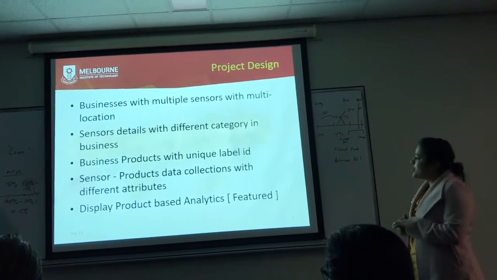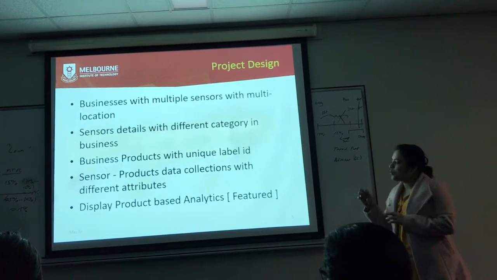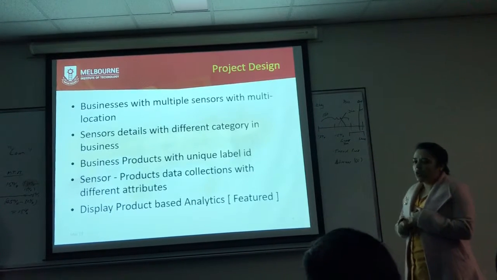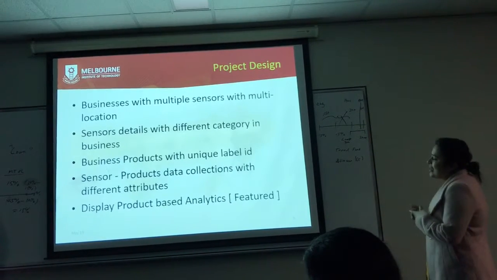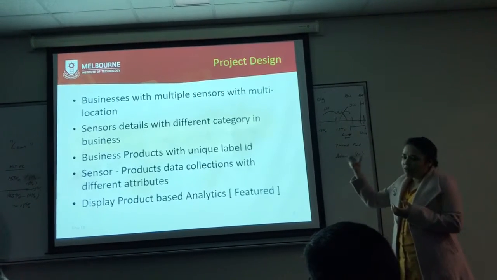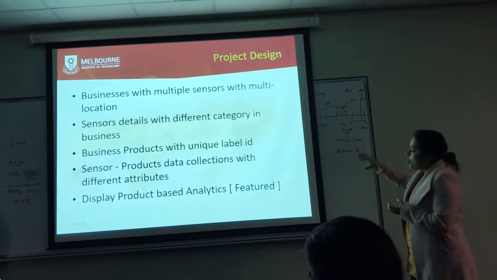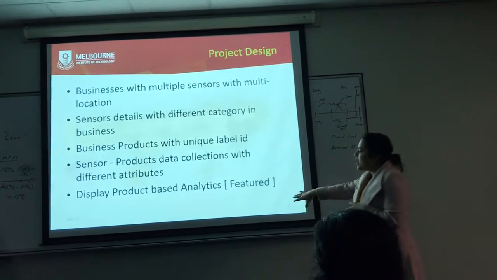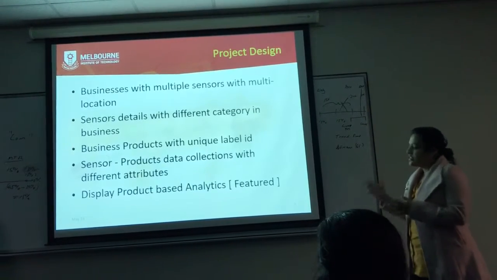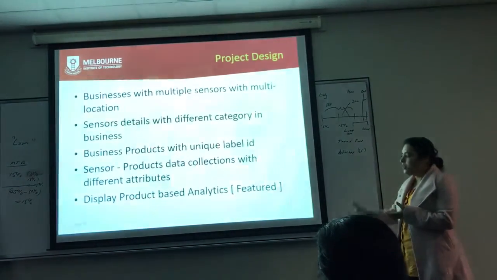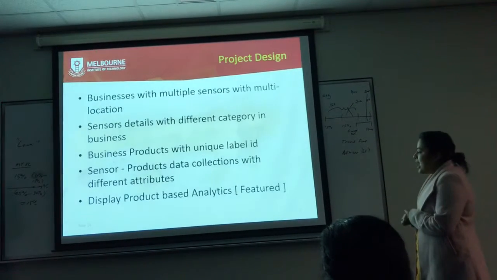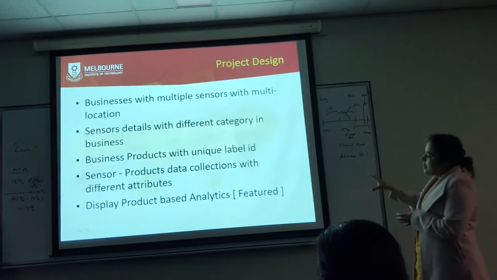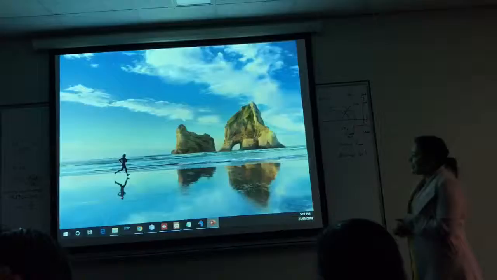Sensor product data collection with different attributes, which means that each product has different attribute tables: product ID, order ID, and assessment ID. When we get the information from the product, all the information is grouped in different attribute IDs, and this is product-based analytics. Since we're doing it manually because we don't have a sensor, the company will be doing it with real-time sensors, and it will be displayed in the dashboard in the form of graphs. Next slide.